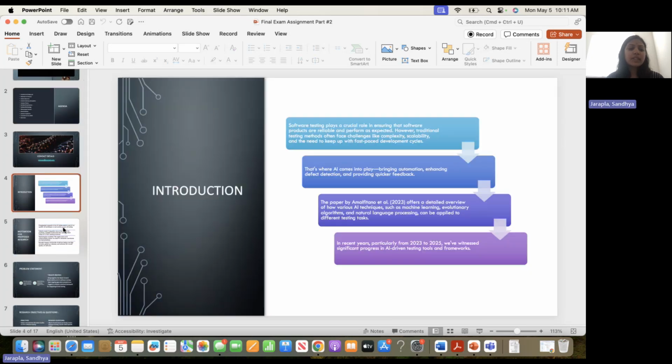Software testing is essential for quality assurance but often time consuming and expensive. With the growth of AI, we now have tools that can potentially automate and optimize many testing tasks. So, this research explores how AI is being used in testing today and how we can improve its use in the future.